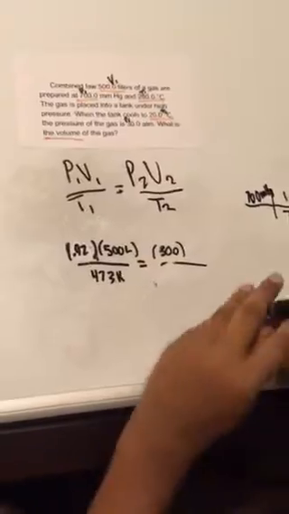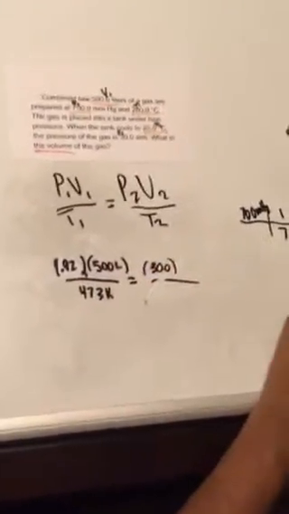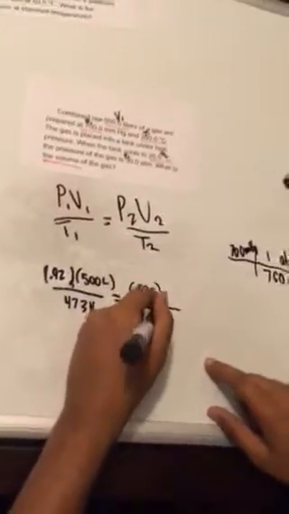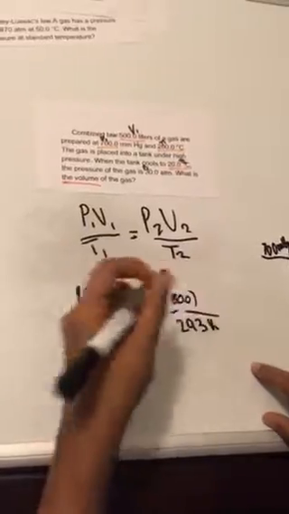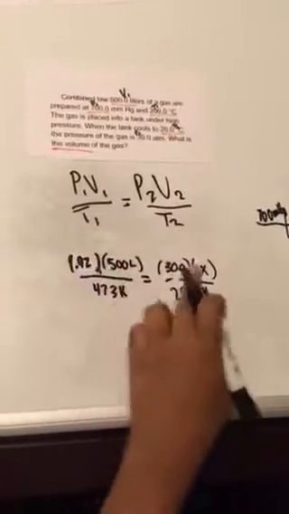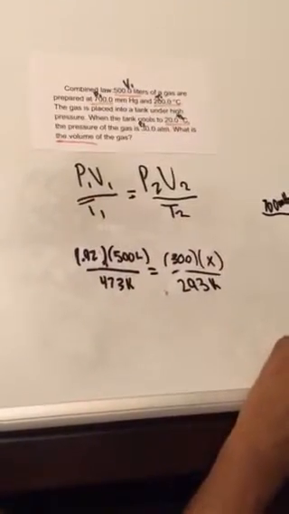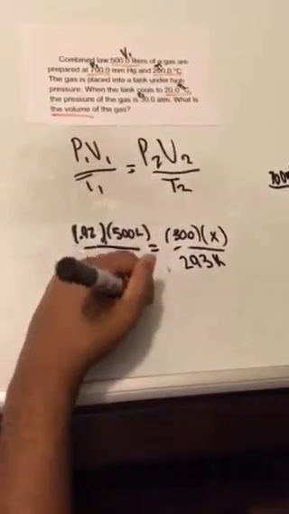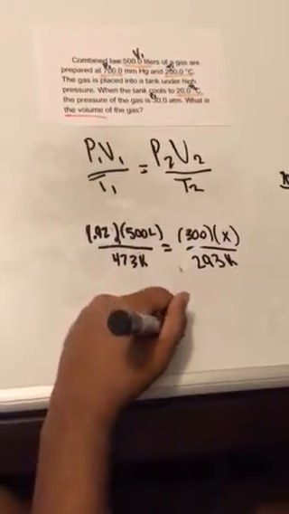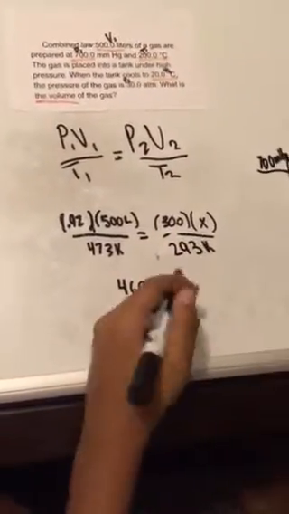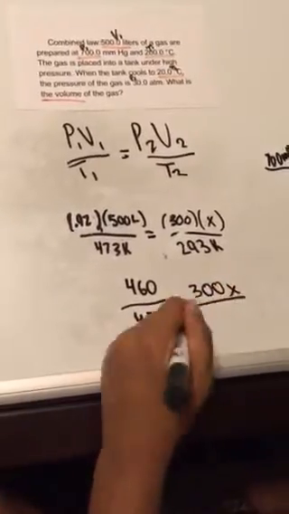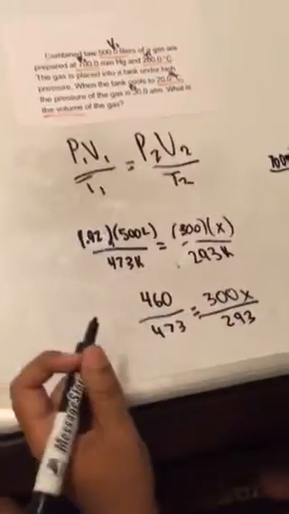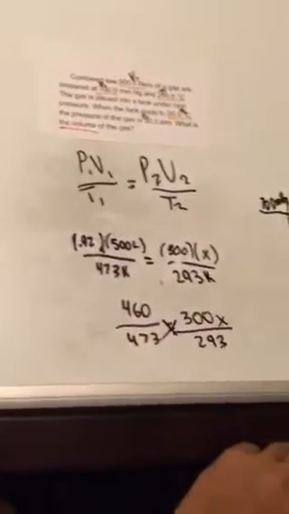So what is the volume? So we have, so it would be 293 Kelvin, and we would put an X right here. So what we do is multiply these two and these two together. So that would be 0.92 times 500, which would be 460 over 473 equals 300x over 293. So now we cross multiply.